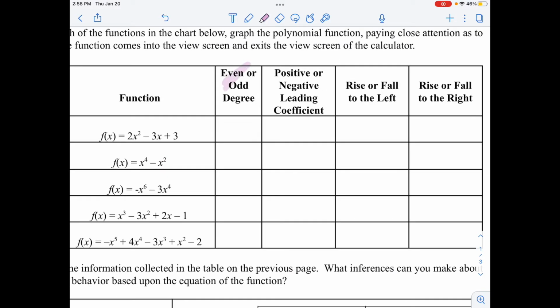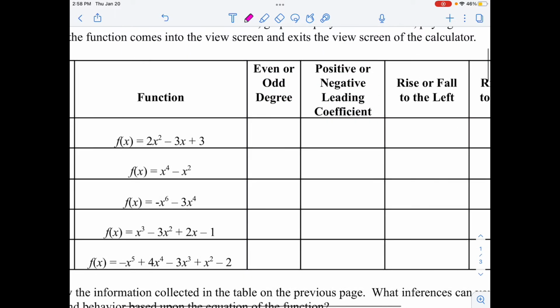Now, these first 2 things, you do not need a graphing calculator for. You just need to look. Even or odd degree just means, look at the biggest exponent you see. In the first one, it's x squared. Is 2 even or odd? You guys know that would be even. That's going to tell us something about the end behavior of our graph, whether it's a parabola, something else, x cubed, something bigger. It's going to tell us what that's going to look like.